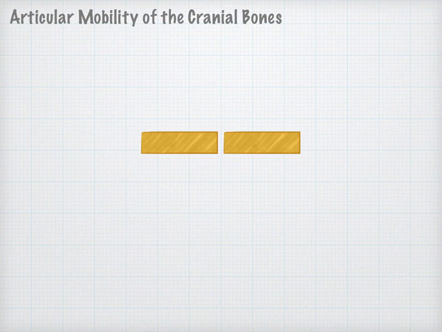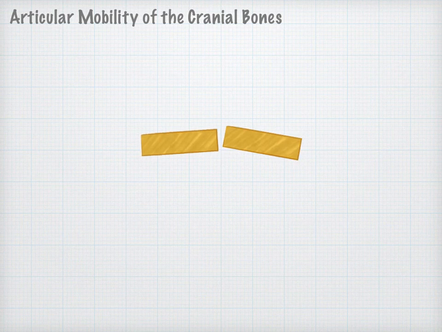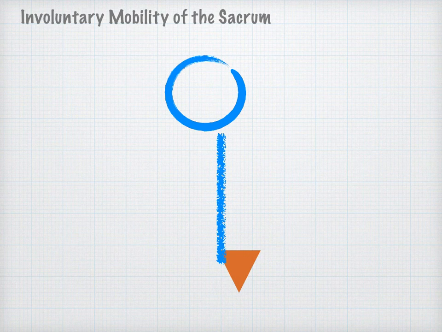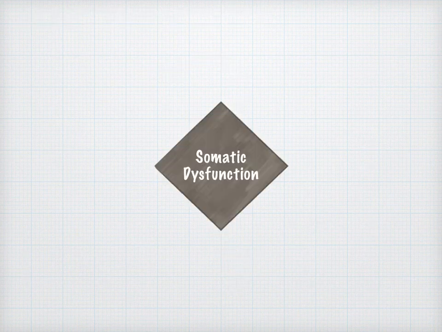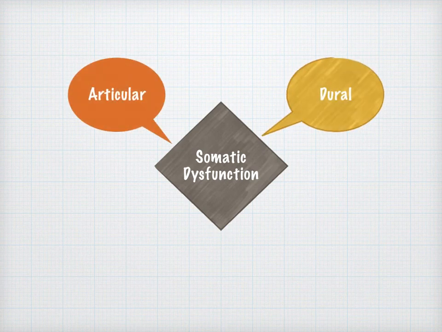The fourth is articular mobility of the cranial bones. The sutures between cranial bones allow for a minimal amount of motion while still providing protection for the brain. The fifth is involuntary mobility of the sacrum between the ilia, interdependent with the motion of the sphenobasilar synchondrosis. The sacrum responds to the inherent mobility of the CNS, the fluctuation of CSF, and the pull of the intracranial and intraspinal membranes, with an involuntary movement. Somatic dysfunction within osteopathic cranial manipulative medicine can be articular, dural, or fluid.